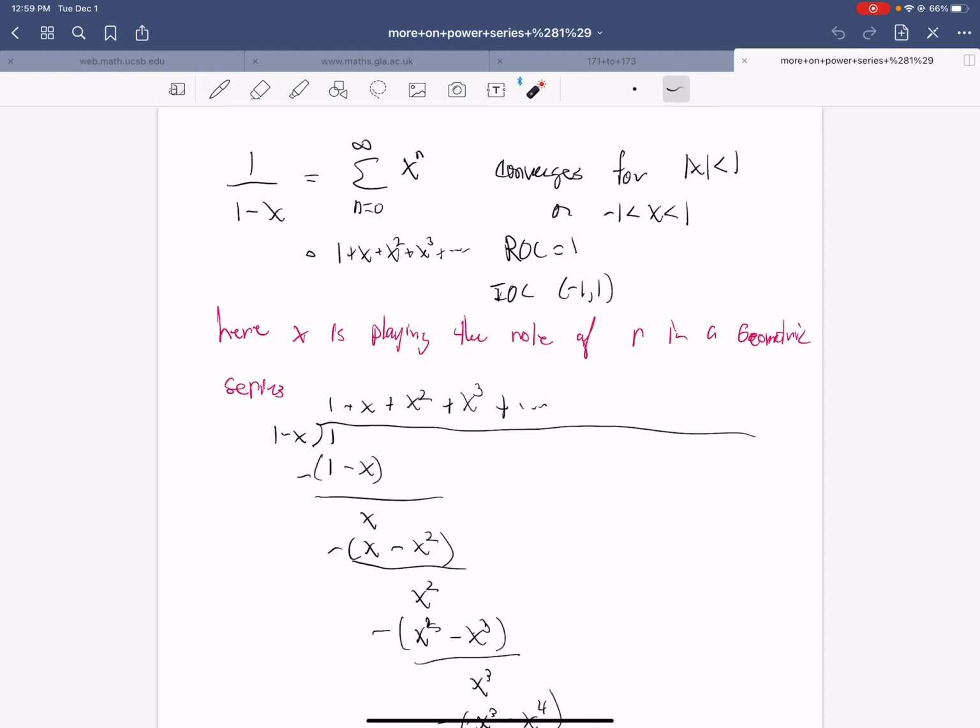If this is 1, then you're just going to do 1 plus 1 plus 1 plus 1 plus 1 plus what forever. That's going to add to infinity. So it diverges at 1. And if you put -1 in, -1 to the 0 is 1. But -1 to the 1 is -1. And then -1 squared is 1 again.